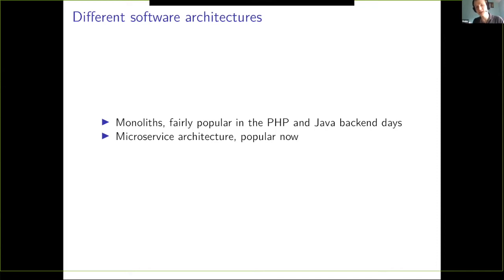You have monoliths. Those were fairly popular in the PHP and Java backend days. You had one big application which was responsible for rendering, for the backend, etc. And now microservices are very popular, in which several small services are called by JavaScript frontends and just communicate with JSON.